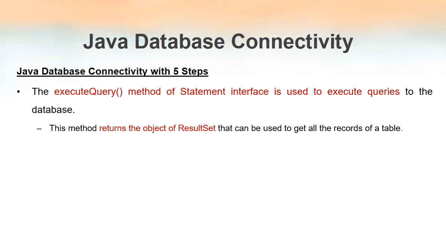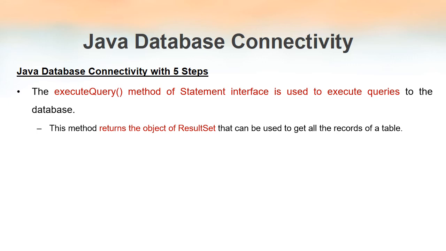In a database, all the data, all the information are stored in the form of a table. So as you know, a table will be having rows and columns. So by using this object of ResultSet that is returned by the executeQuery method, we can retrieve the rows from the table one by one.